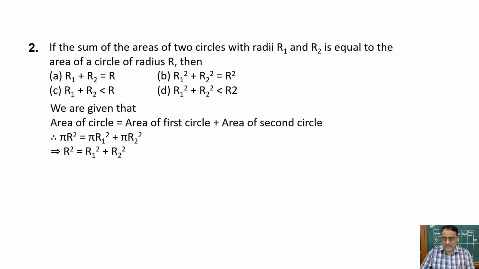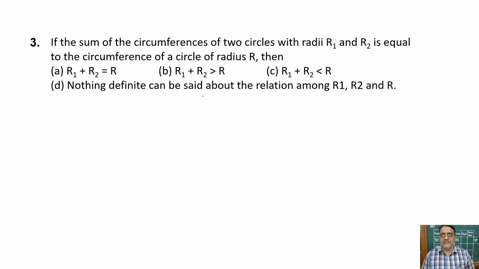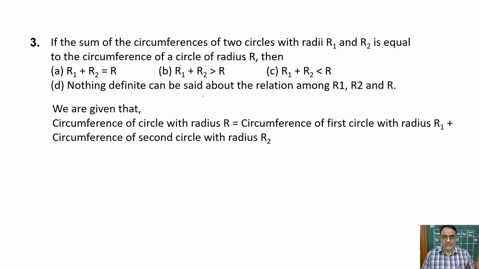So which option is the correct one? Option B. Option B, right. So now we are moving toward question number 3. If the sum of the circumferences of two circles with radii r1 and r2 is equal to the circumference of a circle of radius r, then, so very similar to previous question, that sum of circumference of circle with radius r is equal to circumference of first circle plus second circle, right?